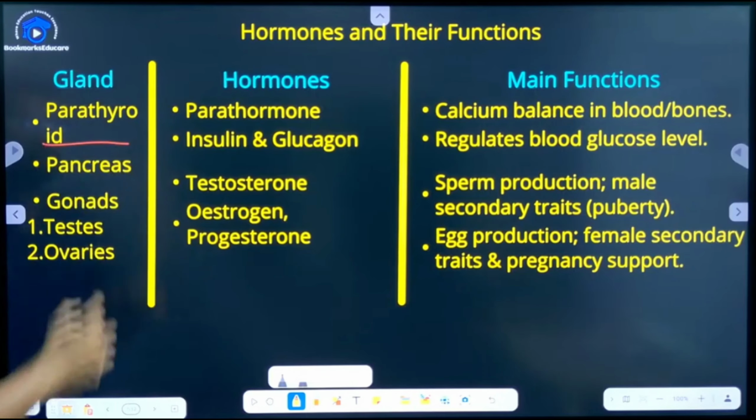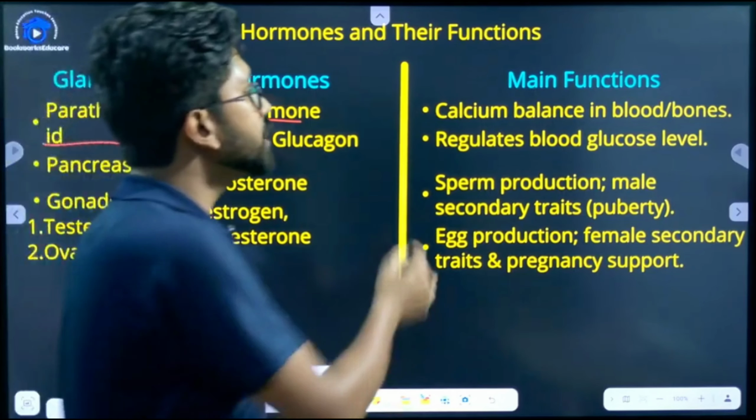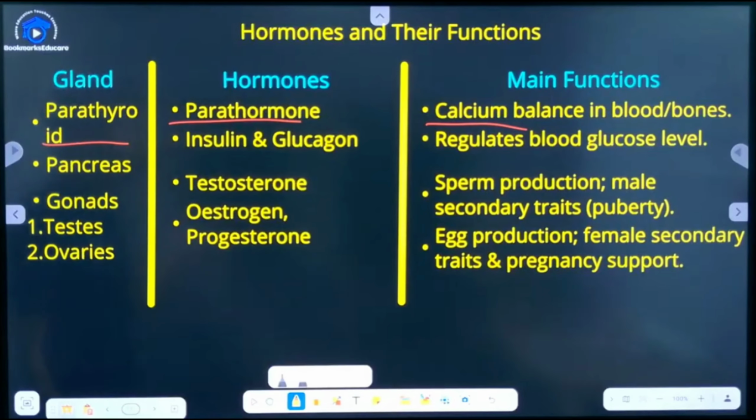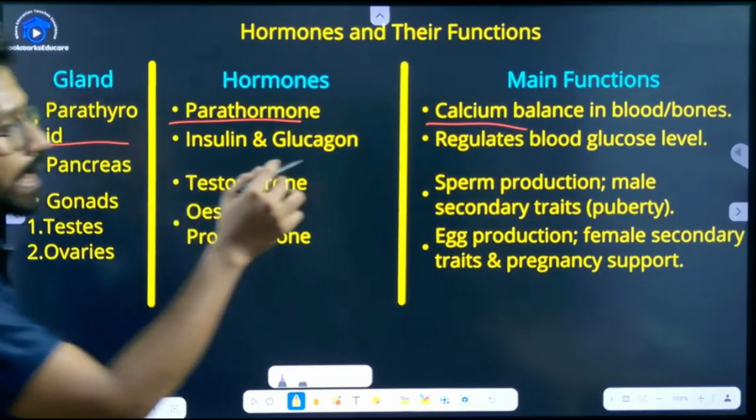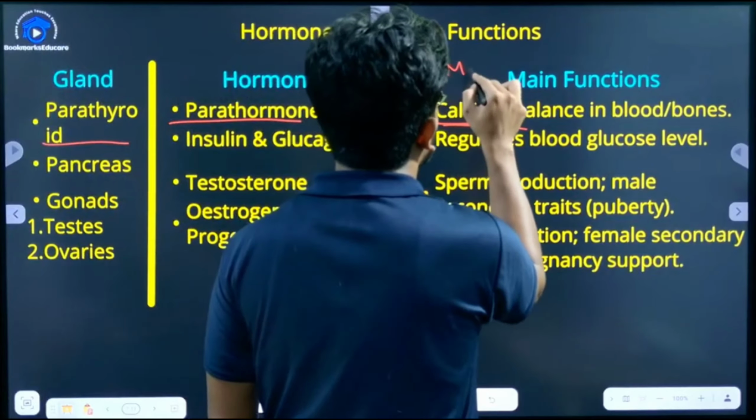Then there is the parathyroid. The parathyroid releases parathormone, which helps balance calcium in the blood, bones, and other organs. Okay, this is needed. Calcium balance is needed for muscle movement. Okay.